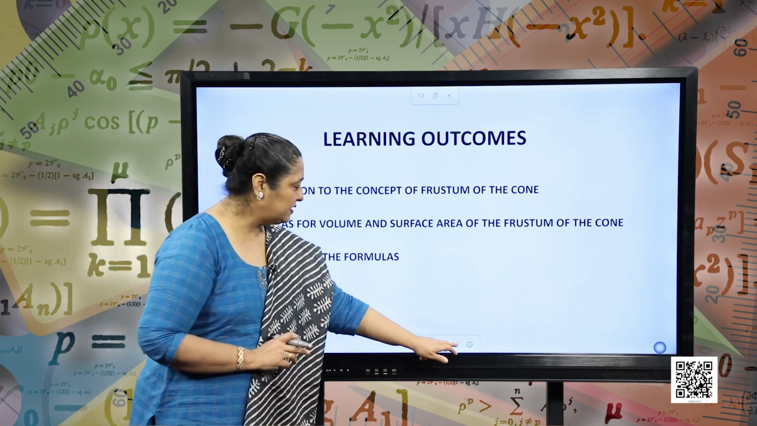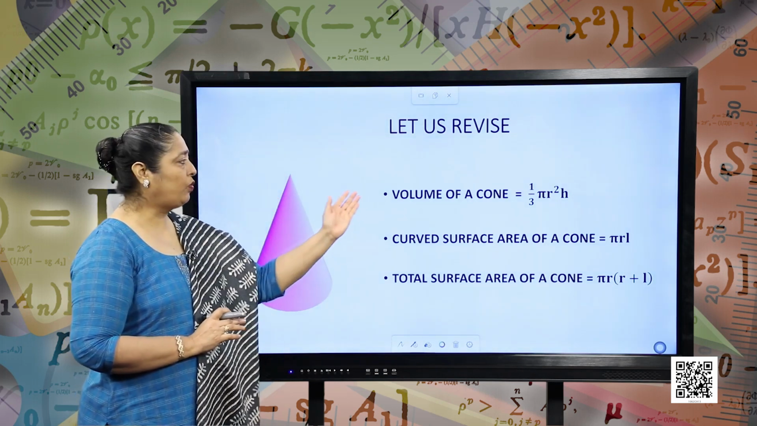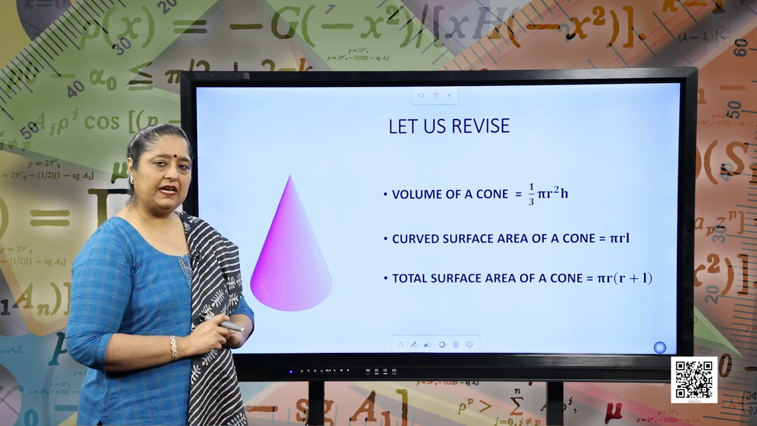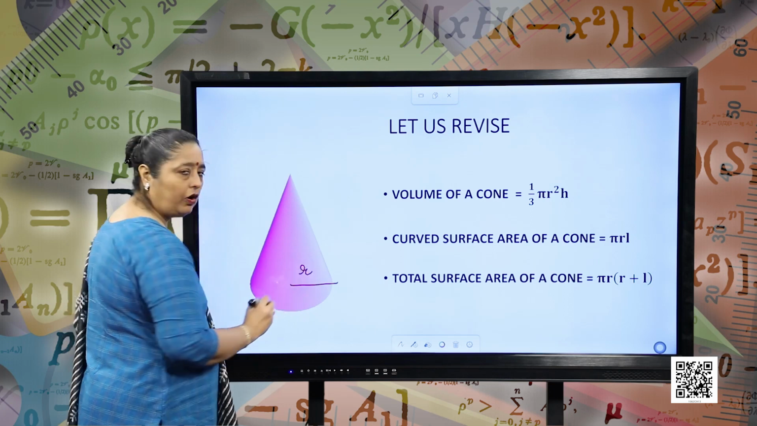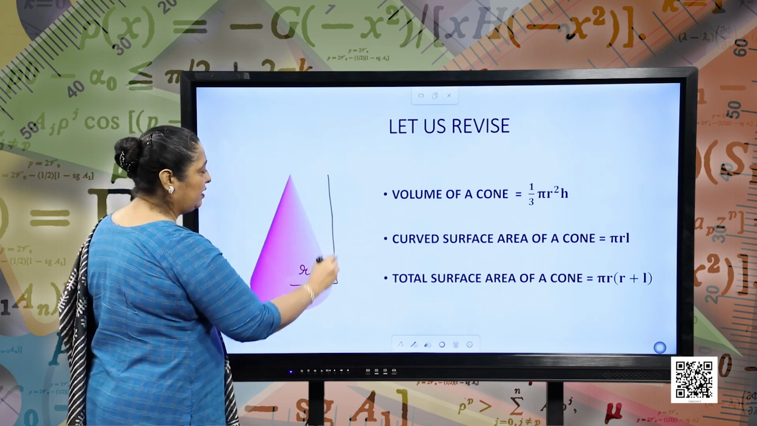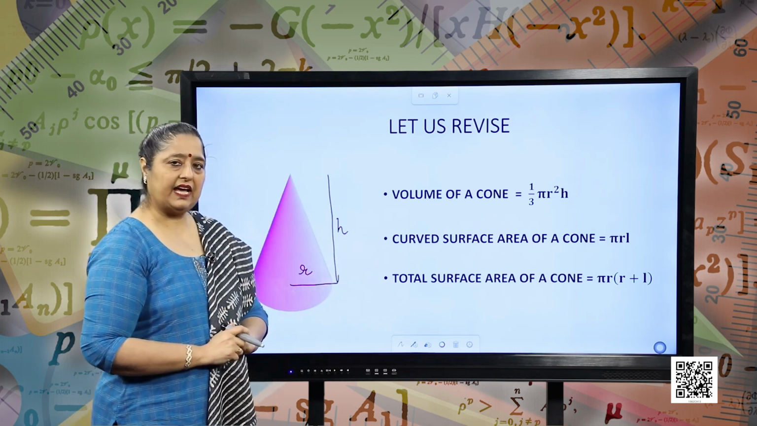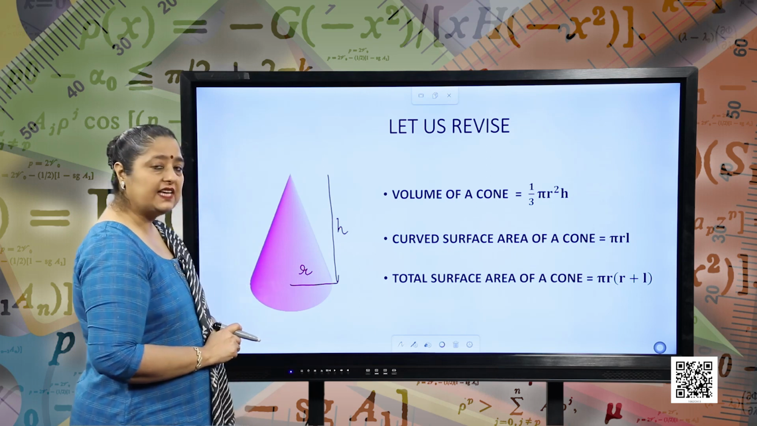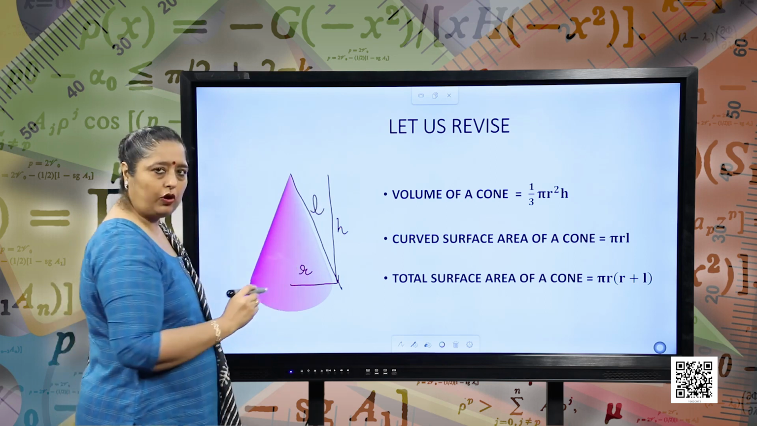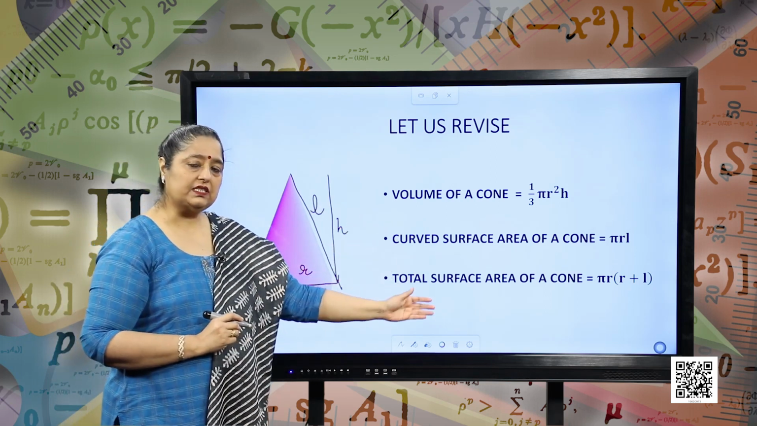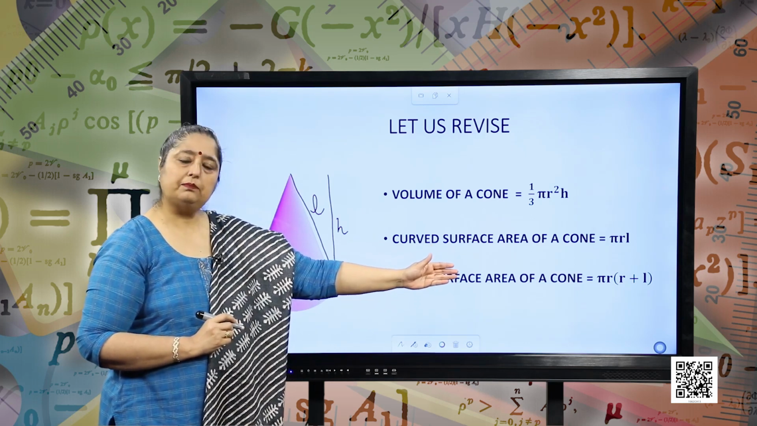So, let us revise a few concepts. This is a cone and we have already studied about the volume of the cone. It is 1/3 pi r square h. Here r is the radius of the cone and h is the height of the cone. Also, curved surface area of the cone can be given as pi r L. What is L? L is the slant height of the cone. Similarly, the total surface area of the cone can be given as pi r (L plus r), with r taken as common.